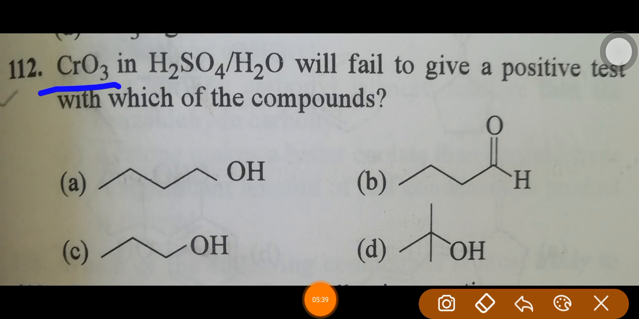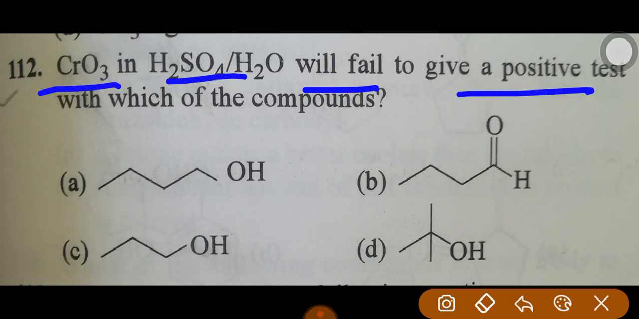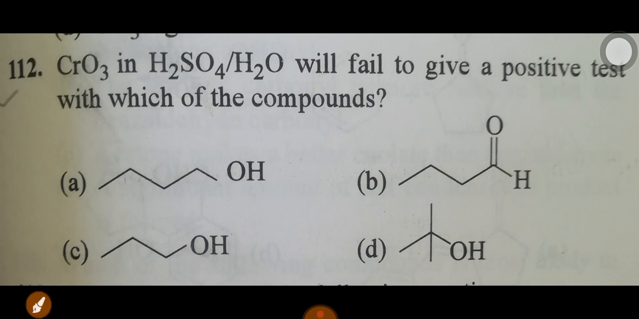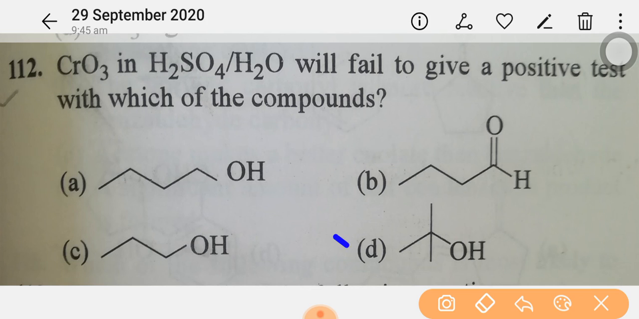CrO3 in H2SO4 will fail to give a positive test with which of the compounds? Here the answer is option D. Because the given agent is an oxidizing agent, but it can never oxidize a tertiary alcohol. Tertiary alcohol will never oxidize. It can oxidize primary and secondary alcohol and aldehyde, but can never oxidize tertiary alcohol. So D is the right option.